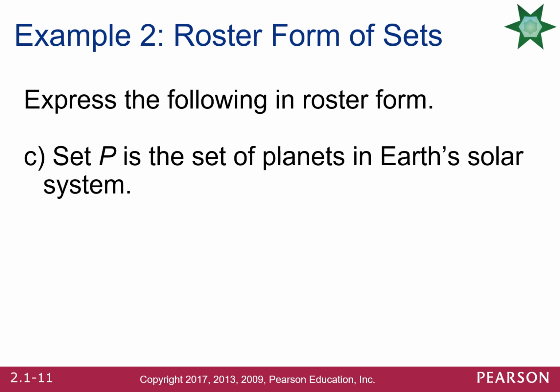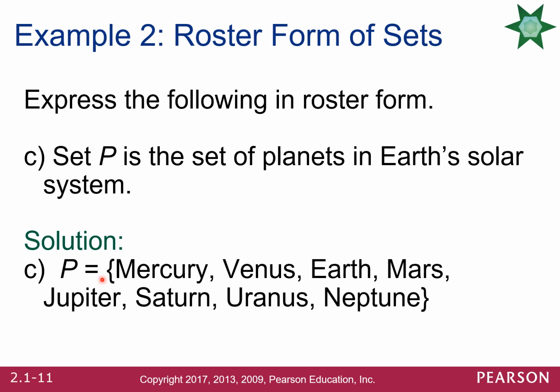One more example here. The set P is the set of planets in Earth's solar system. So essentially, the set contains elements which are names of the different planets in the solar system. So the way they have written that is P equals, again, use a capital P to name your set, and then within these braces, Mercury, Venus, Earth, Mars, Jupiter, Saturn, Uranus, and Neptune. All right, these are the individual names of the planets. You have to list them all.